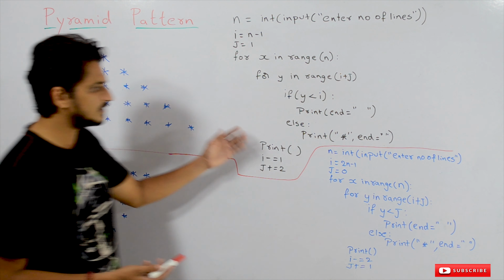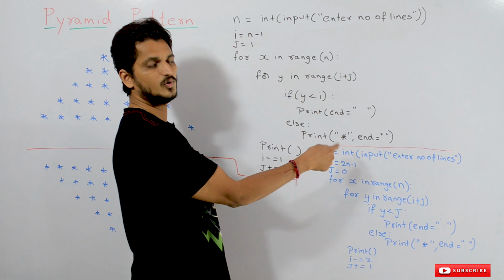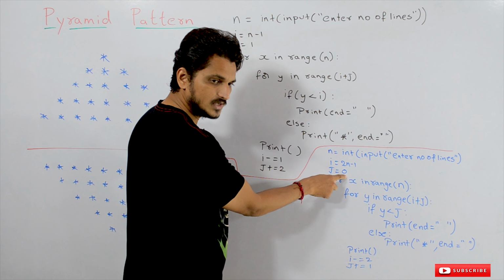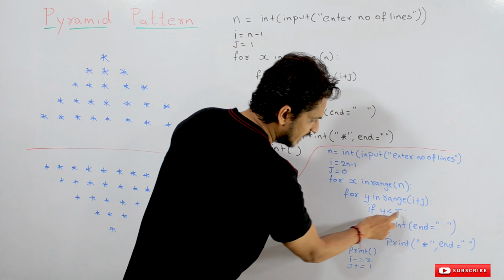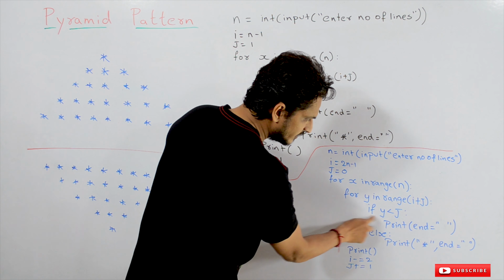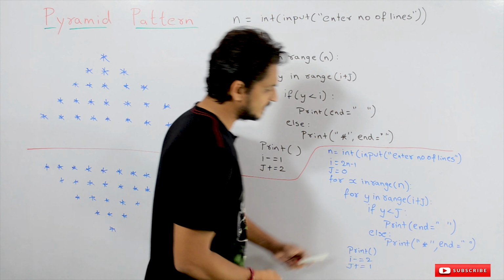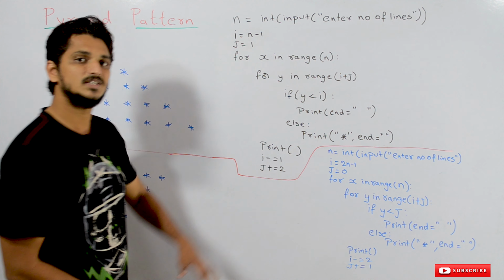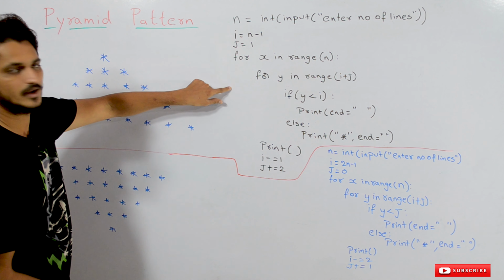So here also we are taking i and j. Here i is pointing to the number of stars we have to display, 2n minus 1. j is pointing to the number of spaces, initially 0 spaces. The loop rotates the same way, i plus j times. But here the if condition changes. If y is less than j, print an empty space with end equal to empty string, else print a star with end equal to empty string. So this is exactly the opposite of the pyramid.